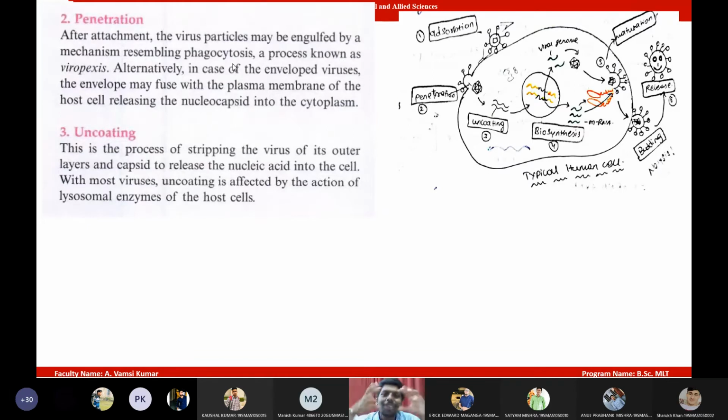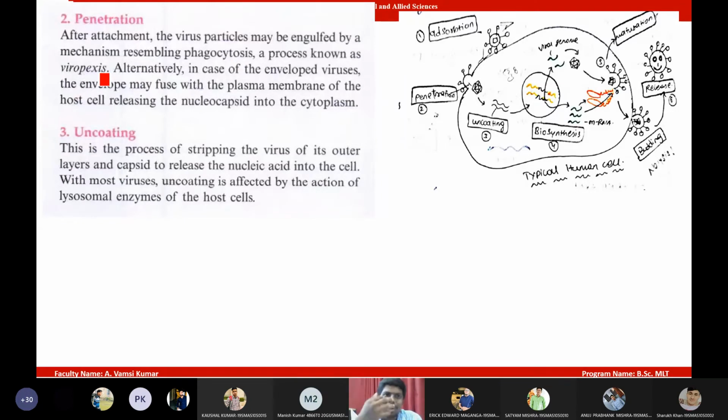Usually, what will cells do? Cells will try to do phagocytosis. They will try to engulf the virus. Actually, cells don't know that they're taking in a toxic agent. They think they will digest the pathogen, but the pathogen needs this engulfment. So it's a very clever strategy of viruses. And engulfment of viruses by cells is called viropexis. So viropexis is simply the phenomenon of phagocytosis of viruses.